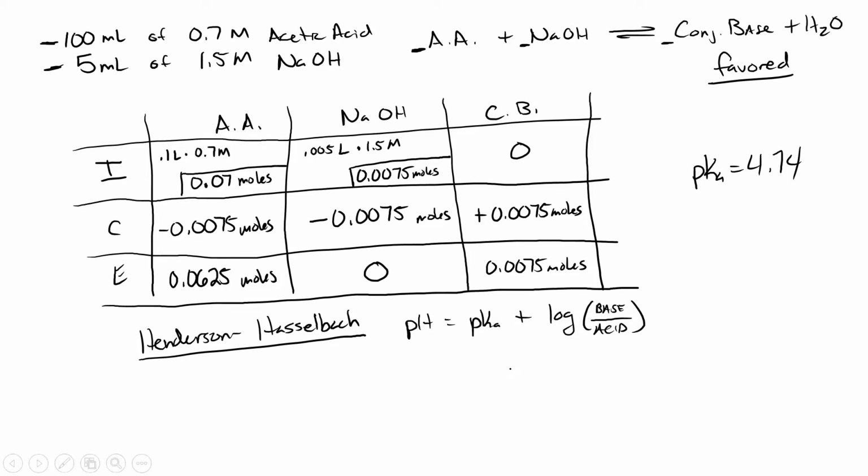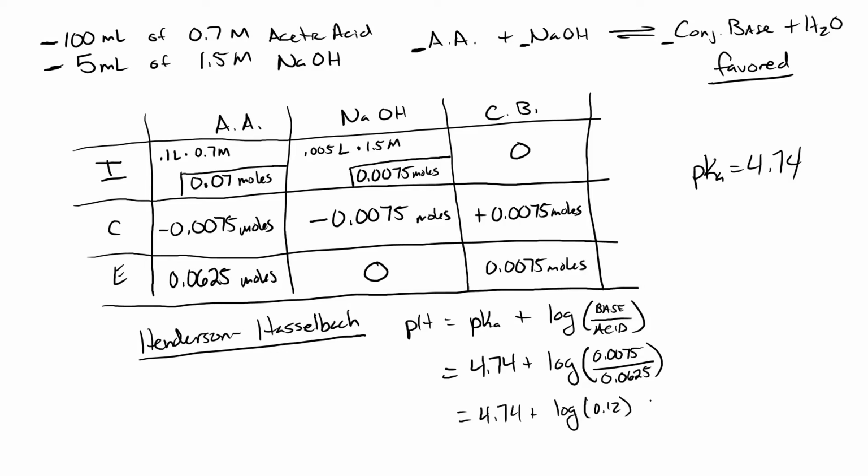So plug everything in. The nice thing is that all the numbers that we know are on the right side of the equation. So this is really just plugging numbers in and evaluating this. So the base is 0.0075. The acid is 0.0625. And then we calculate this all out. So these two divided by each other equals 0.12, 4.74 plus log of 0.12. Plug that into your calculator and you get a pH of 3.82.